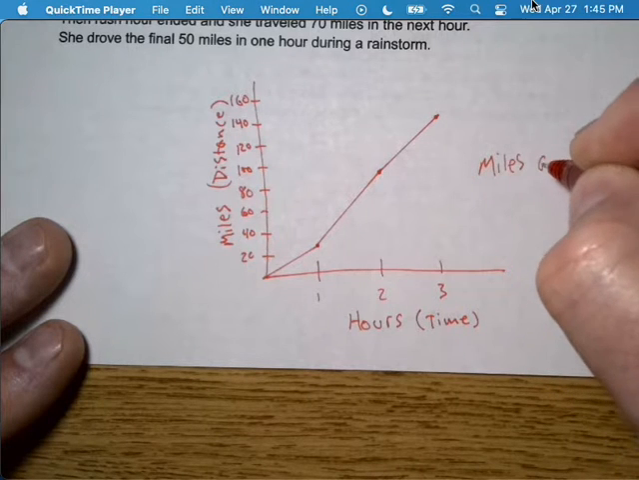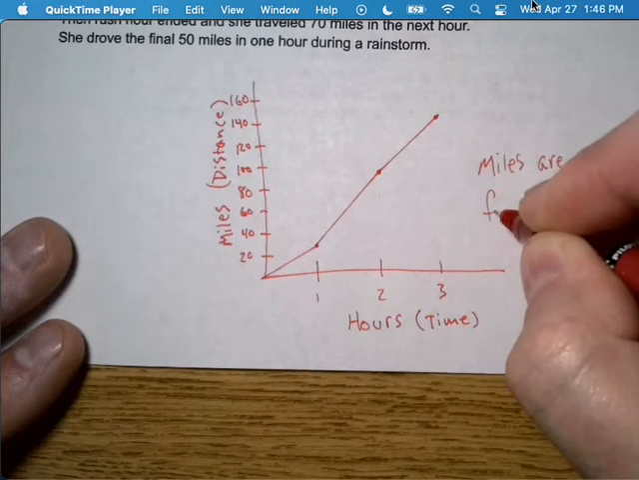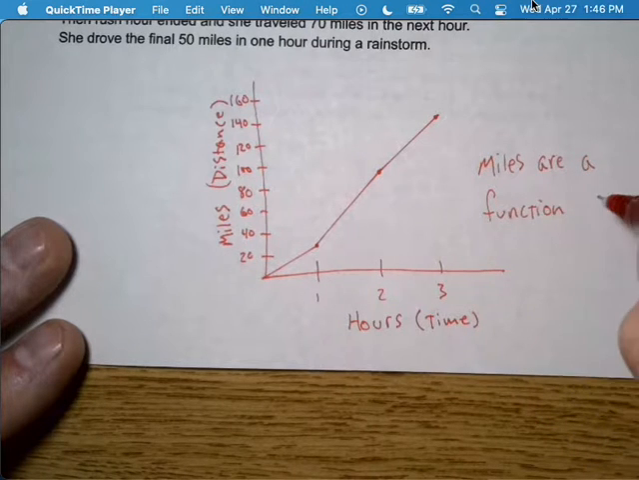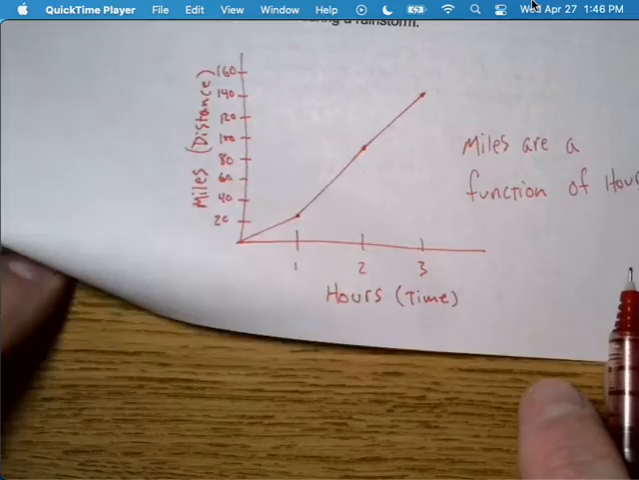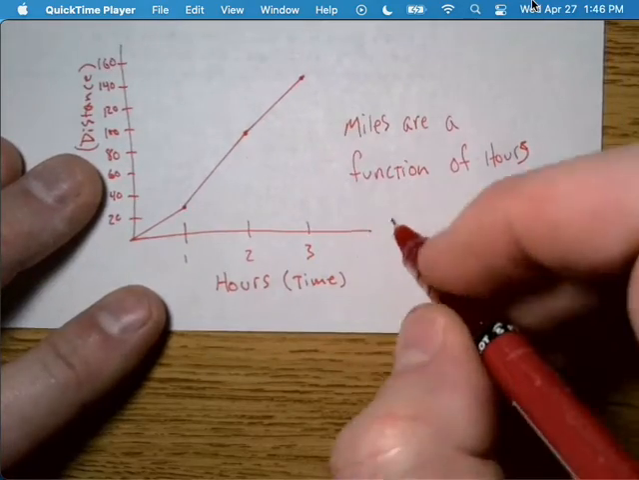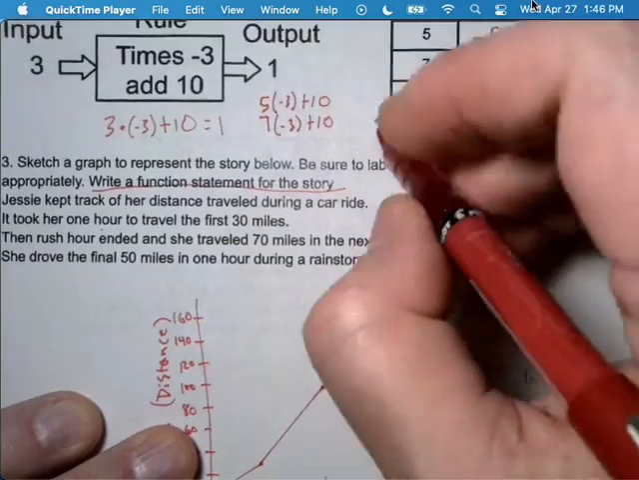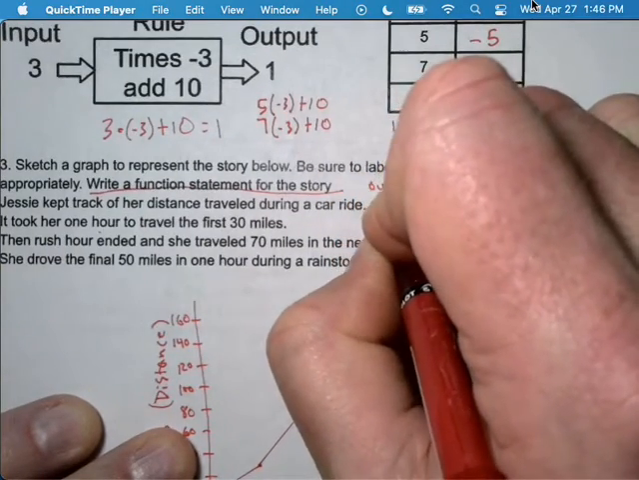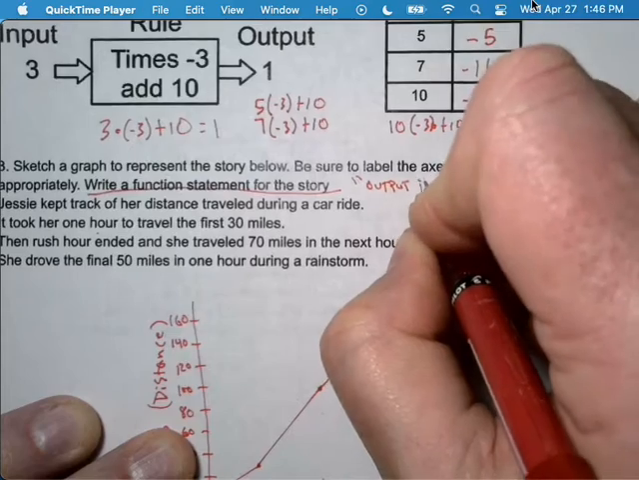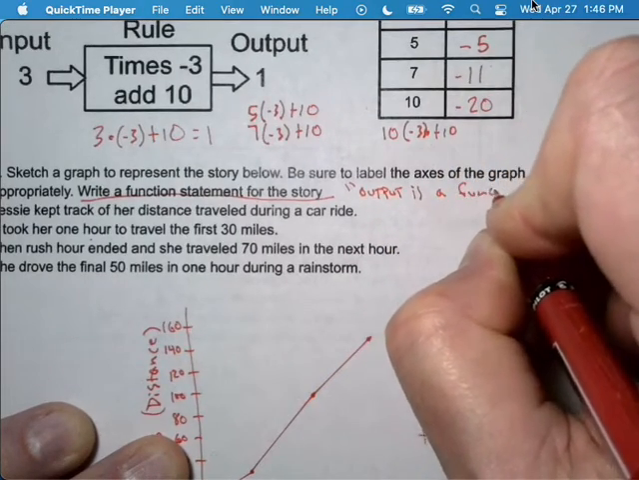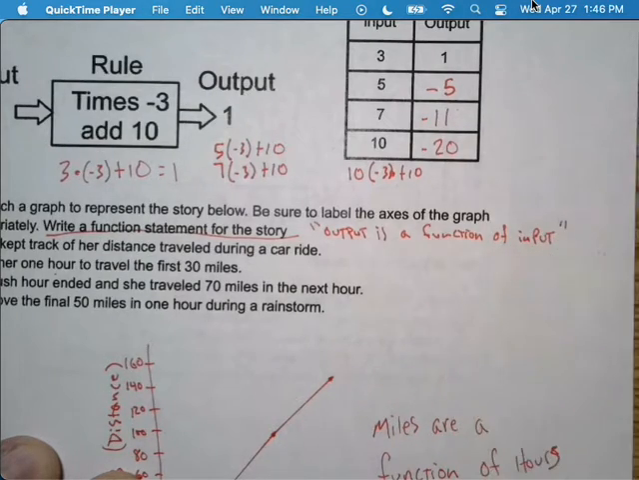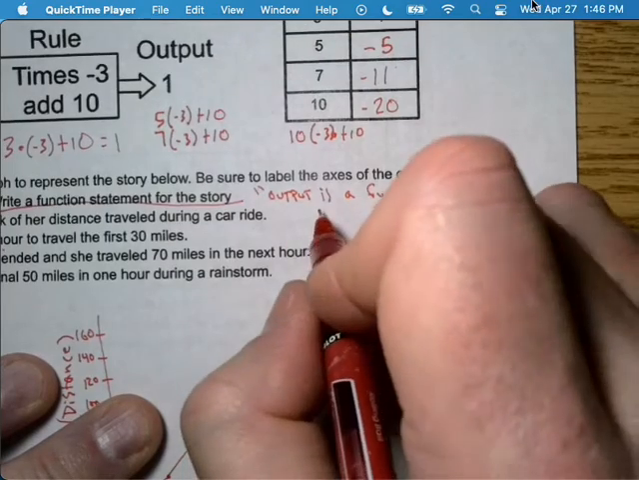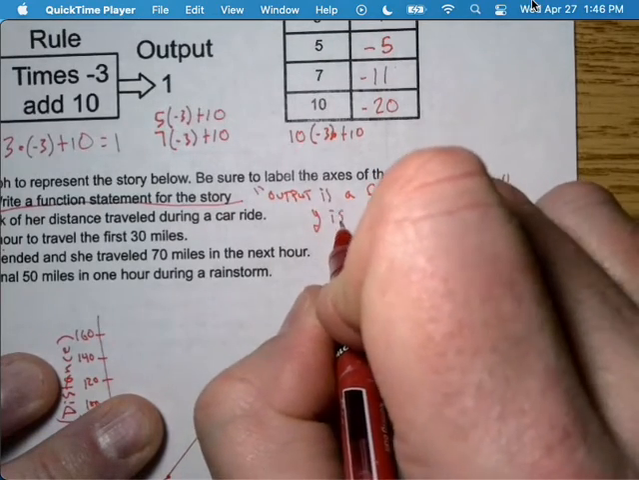Miles are a function of hours. So if I was writing notes on this, other than just having the problems here, I might circle this up here and make something like output is a function of input. Y is a function of X or something like that, you know, might help you as well.